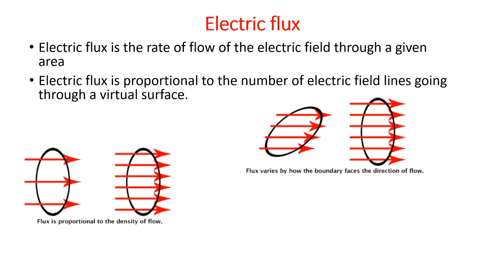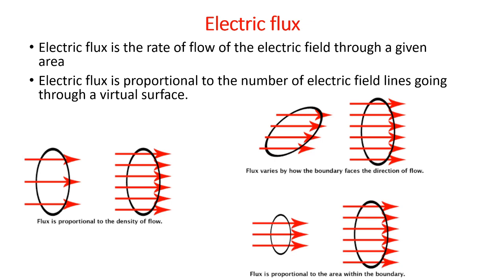If you see in the next diagram, the circle is perpendicular and we have more number of lines passing through it. So listen, for the same area, the flux varies by how the boundary faces the direction of flow. This is the second point.